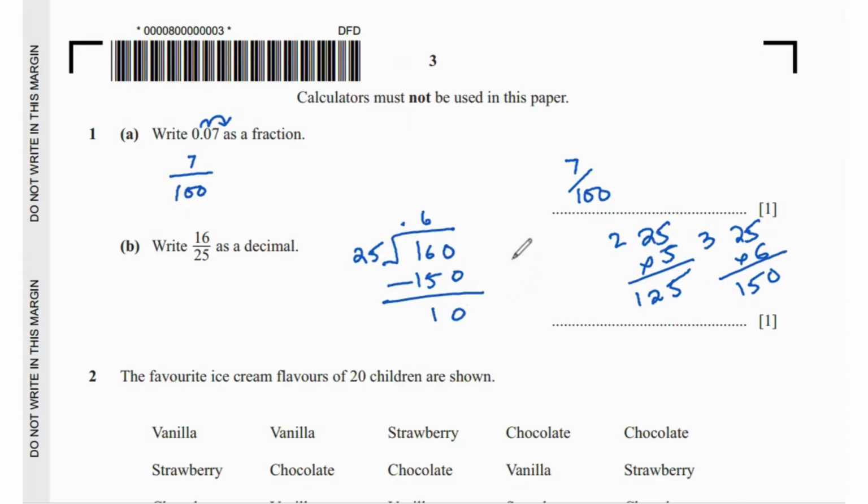That gives us 10. Again, add another 0 because 10 is smaller than 25. So 25 times 4 is 100. So 16 over 25 is 0.64 as a decimal. When going from a fraction to a decimal, you can also just divide the numbers and see what the answer is.